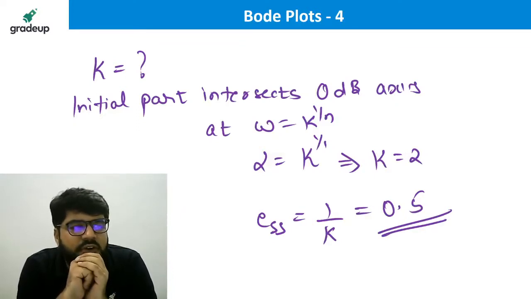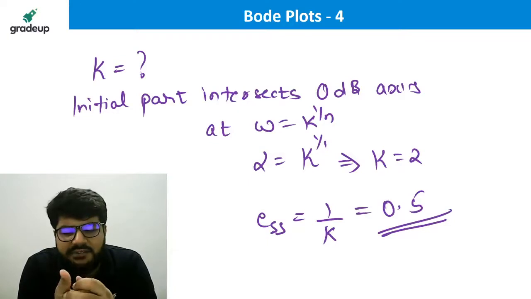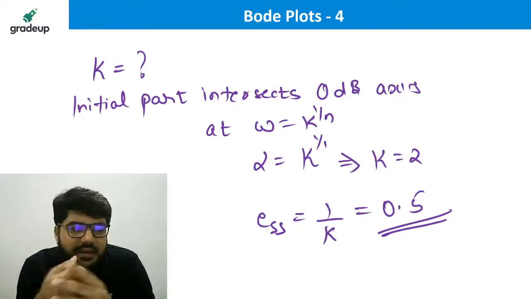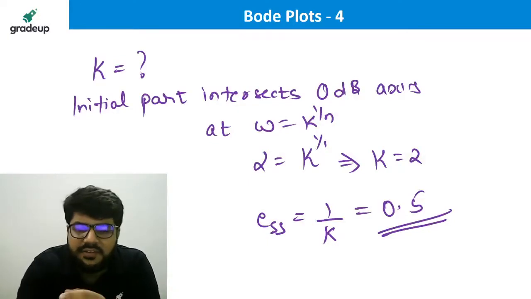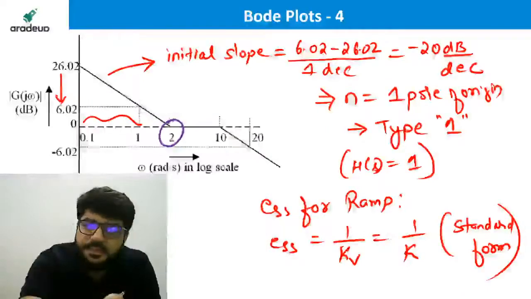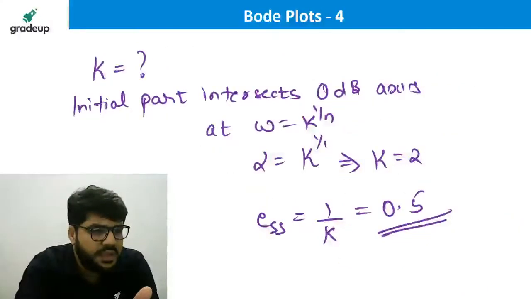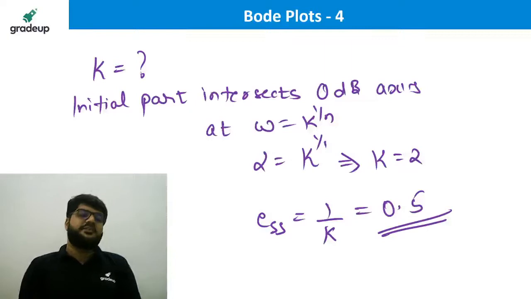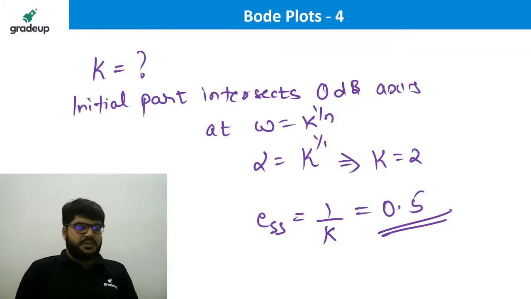Yes, Shubham, standard form. I have directly used the results that we derived in the steady state part. I am not repeating that. Kv is equal to K whenever G(s) is in the standard form, and Bode plot means G(s) is in standard form only. We take the G(s) in the standard form and then do the Bode calculations. All right.